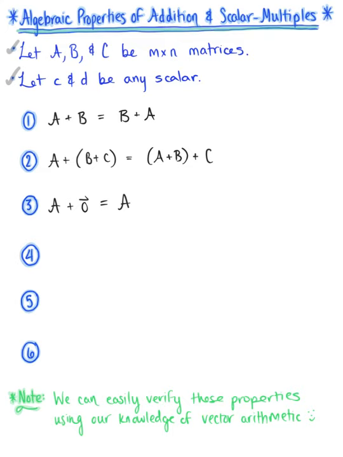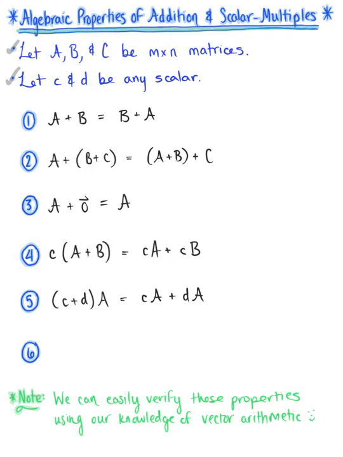So the fourth property says that if we have the scalar multiple C of the sum of matrix A plus matrix B, this is equivalent to the sum of the scalar multiples. So C times matrix A plus C times matrix B. Similarly, if we have the sum of two scalar multiples, say scalar C plus scalar D times matrix A, this is equivalent, again, to taking the sum of the individual scalar multiples. So you have the scalar multiple C times matrix A plus the scalar multiple D times matrix A.